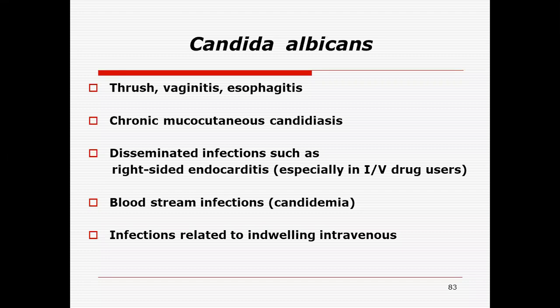And then the infections related to indwelling intravenous catheters and urinary catheters. They predispose the individual to this infection because of the breach in the skin and the entrance of the Candida albicans, because we all know that Candida albicans is also present on the skin. The skin, the nasal membrane, the respiratory tract, the vaginal tract, the GI tract, all have these infections.